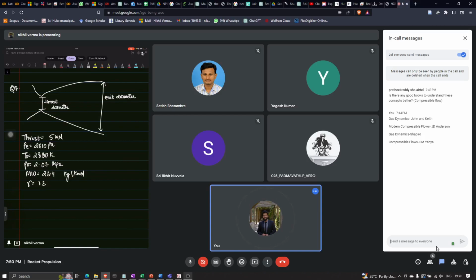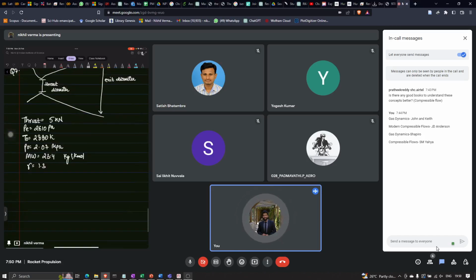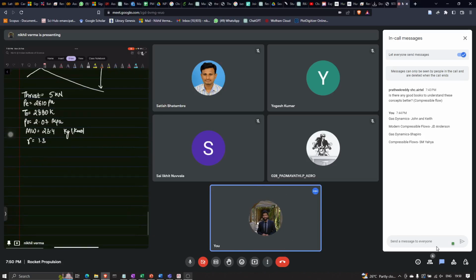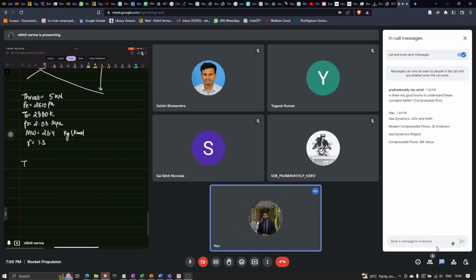Any idea? I think this is similar to what we have done in the first problem. Since we know the thrust, what we can do is calculate the mass flow rate using the thrust. Thrust is m dot v exit.